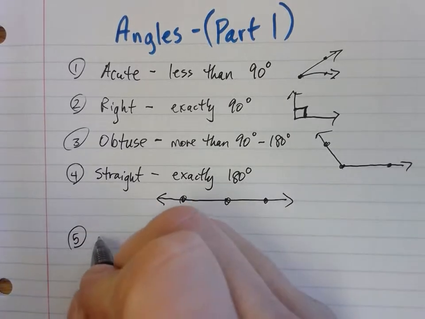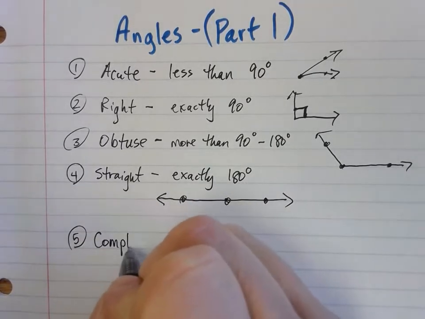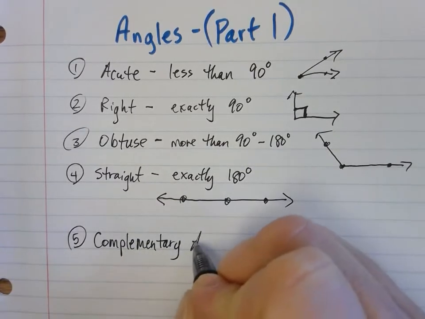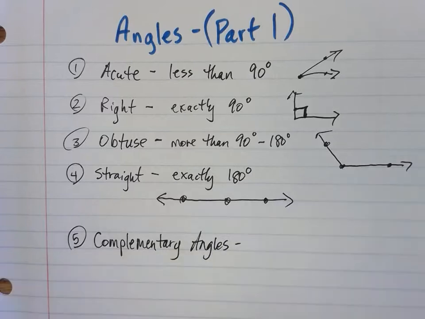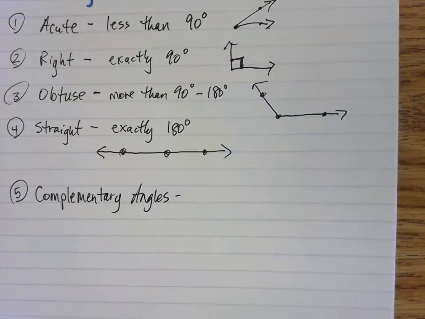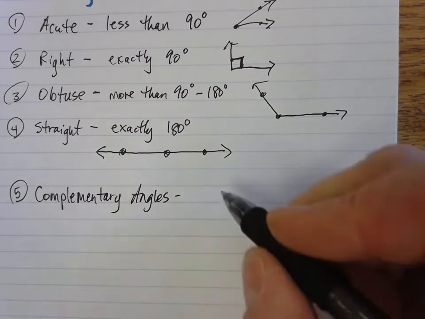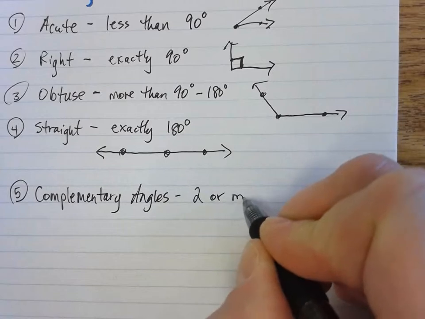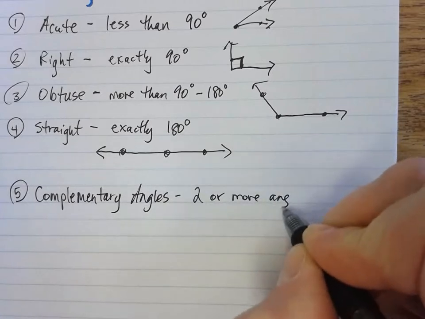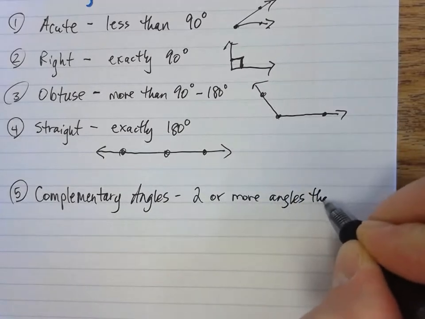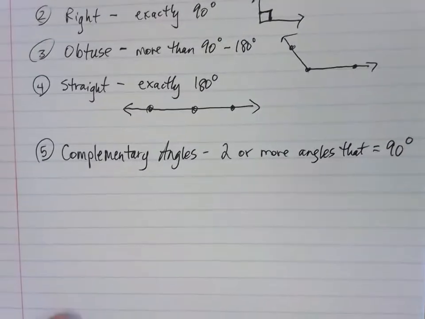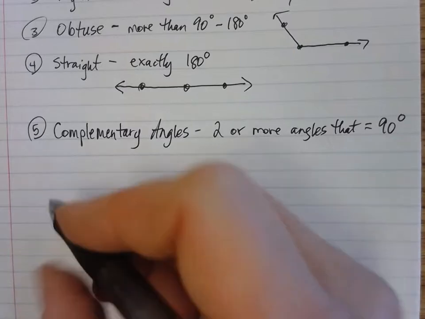Now let's get into some of the work we're going to be doing. Some vocabulary you need to know. I want to talk a little bit about complementary angles. Complementary angles are two or more angles that equal 90 degrees.